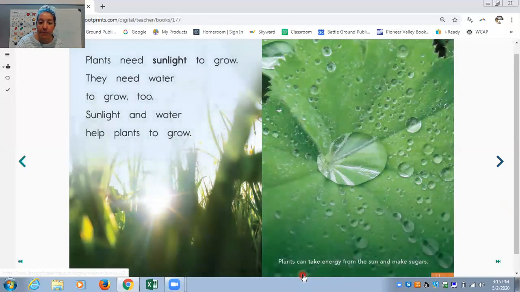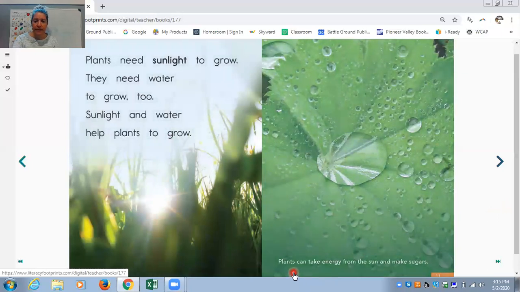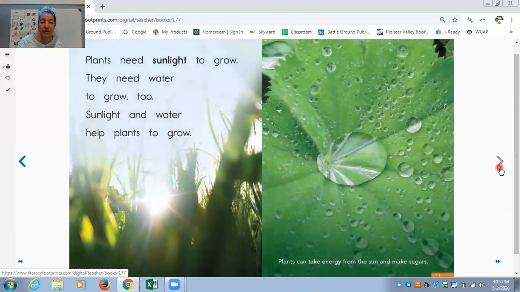And this is that caption. Let's read that again. This tells us about what's happening in this picture. Plants can take energy from the sun and make sugars. And I have some background knowledge about that. I know that they use those sugars as their food.